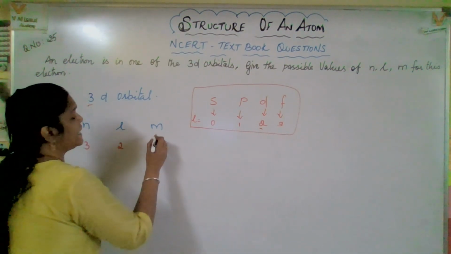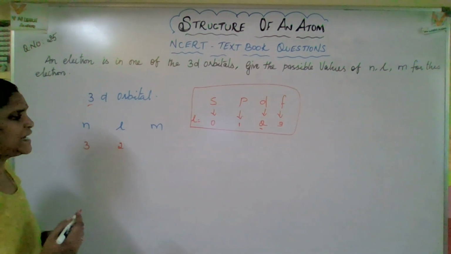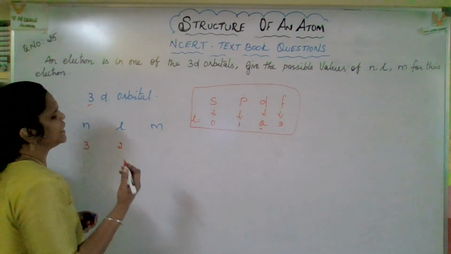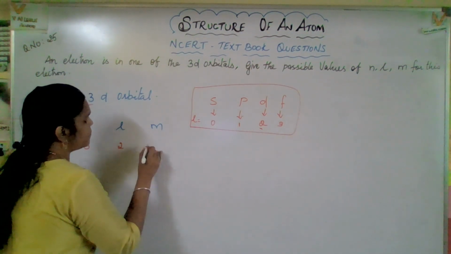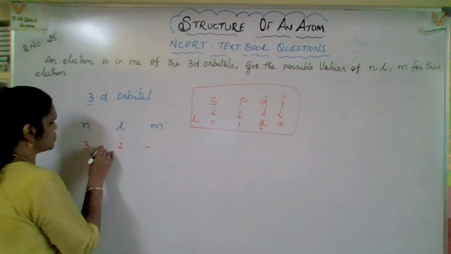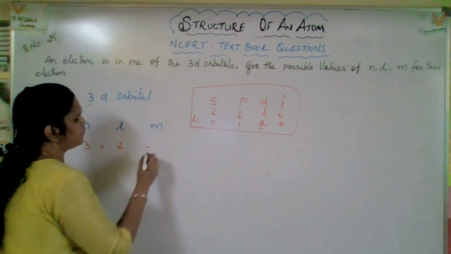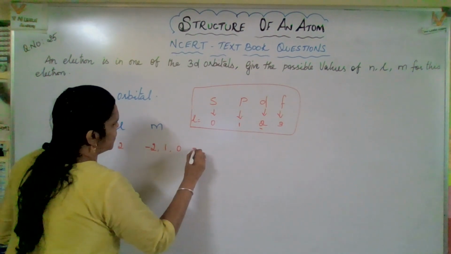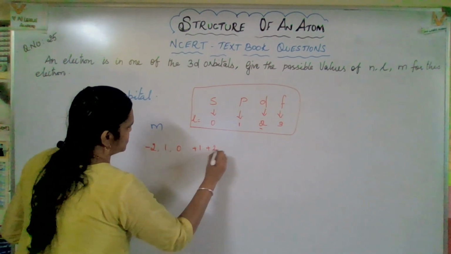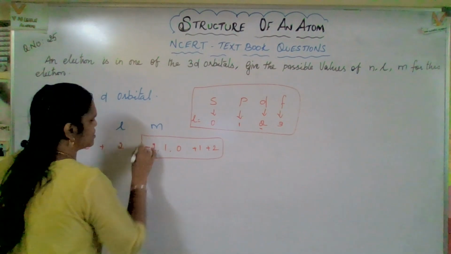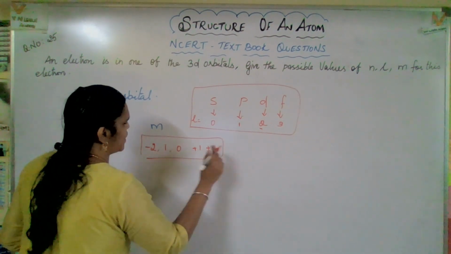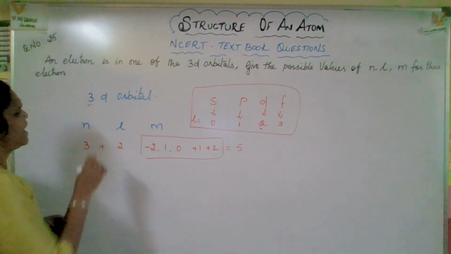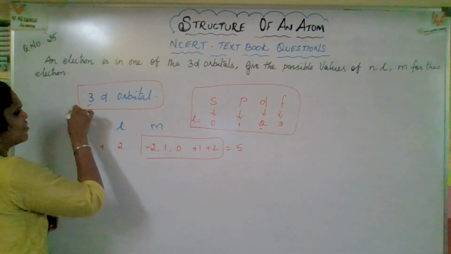Here m value is the magnetic quantum number. Maximum how many electrons? That is 5 electrons. See, 3 plus 2, it's 5. So how to fill? Minus 2, minus 1, 0, plus 1, plus 2. How many electrons are available? 1, 2, 3, 4, 5. Yes, it is 5. I hope you got a clear idea how to fill the electrons.